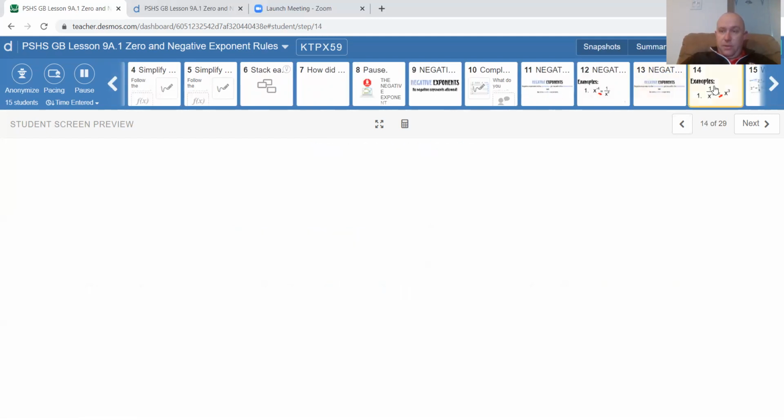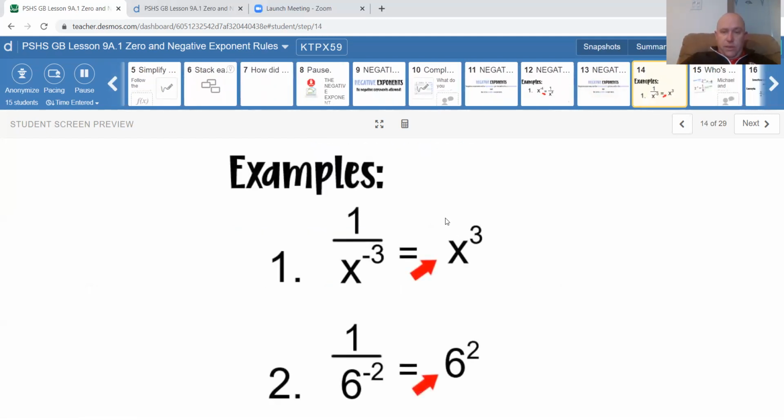Now that rule works in reverse as well. If we have a negative exponent on the denominator, we're going to move it to the top of the fraction. Now you might be saying, whoa, where did this 1 disappear to? Well, actually it didn't disappear anywhere. It became 1x cubed, which is just x cubed. 6 to the negative 2, move it up as 6 squared. And same thing, 1 times 6 squared is just 6 squared. So it just looks like the 1 actually disappeared.